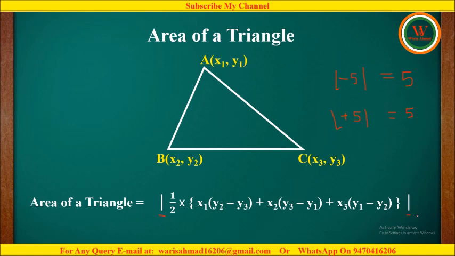Sometimes while calculation we may have the negative area of a triangle. In that case we have to use the mod. Since all the values are put inside the mod, that's why the area of a triangle will be positive. So we must use the sign of mod while calculating the area of a triangle.